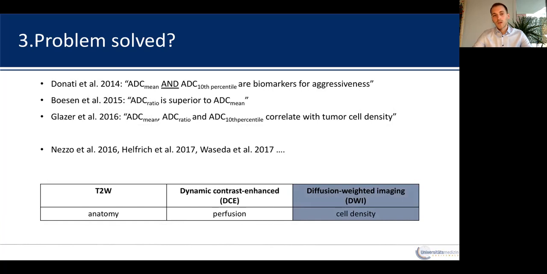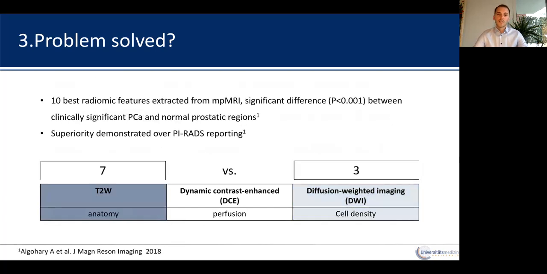And we might think, well, we have our answer. The DWI, or the diffusion-weighted images, are the most relevant. Unfortunately, there are also studies which show the opposite. In this study, for example, of the 10 best performing radiomic features with a significant improvement in performance compared to PI-RADS reporting, we can see that 7 out of those features were T2 weighted imaging features, while only 3 were based on diffusion weighted imaging.